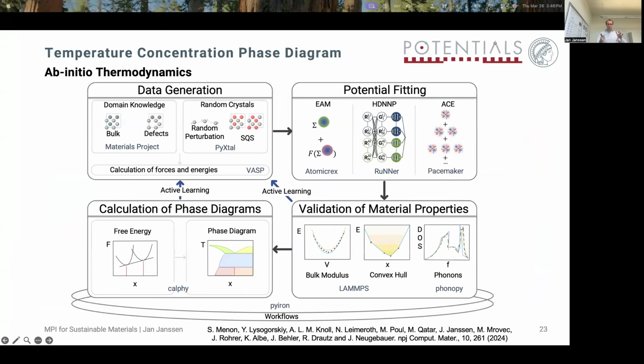Now, putting this together, right, so I talked about the training data set generation, the potential fitting, and the validation step. The fourth step here is now calculating properties which are not accessible from the DFT calculations.